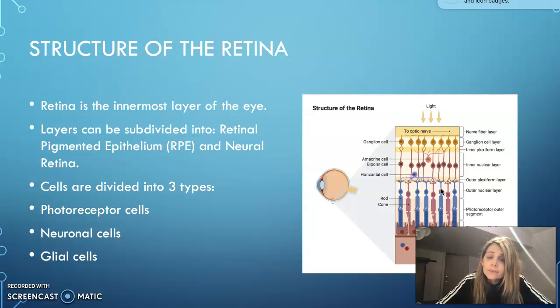The second category would be the neural cells. These cells have five different types within them. They have the photoreceptors that are very important in the eyes, known as the rods and the cones, as well as the bipolar cells, the ganglion cells, the horizontal cells, and the amacrine cells. And then lastly, we have the glial cells, which are used in the retina to maintain the homeostasis of the eye.